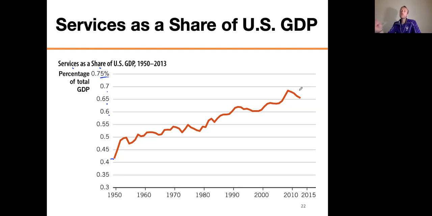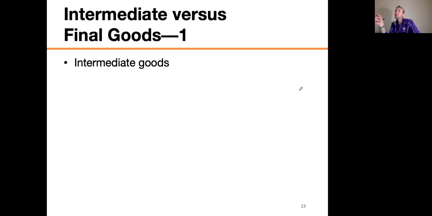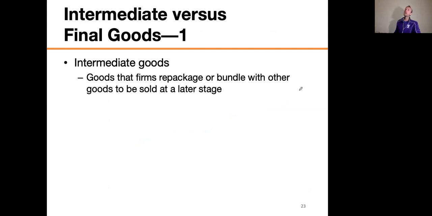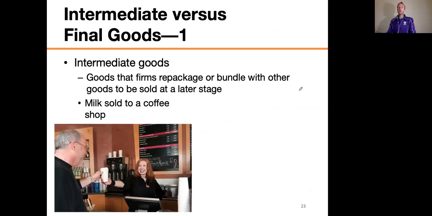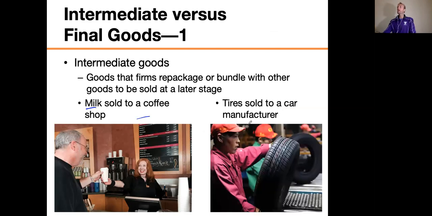Okay, now don't forget that we also define GDP as the market value of all final goods and services. What do I mean by final goods? Well, I mean goods that are not intermediate goods. What is an intermediate good? An intermediate good is a good that firms later repackage or bundle with other goods to be sold at a later stage. So here's an example. How about milk sold to a coffee shop? The milk is not a final good. It goes to the coffee shop and then the coffee shop sells a latte, right? Or how about tires that are sold to a car manufacturer, to Toyota, and Toyota sells the car?